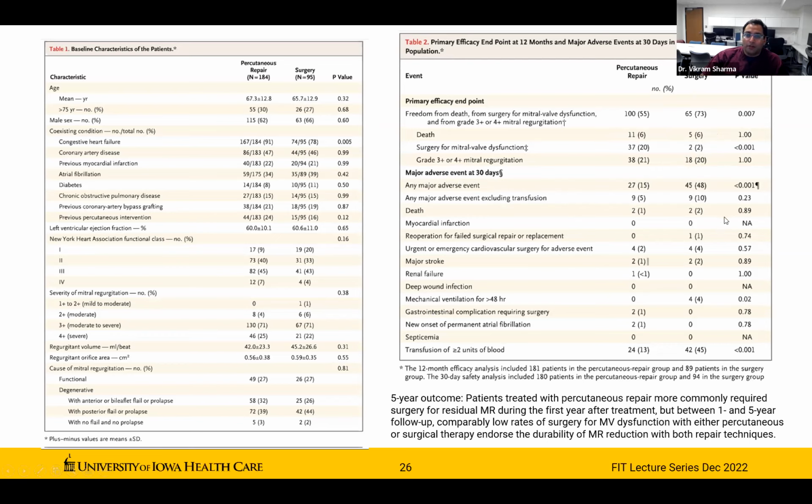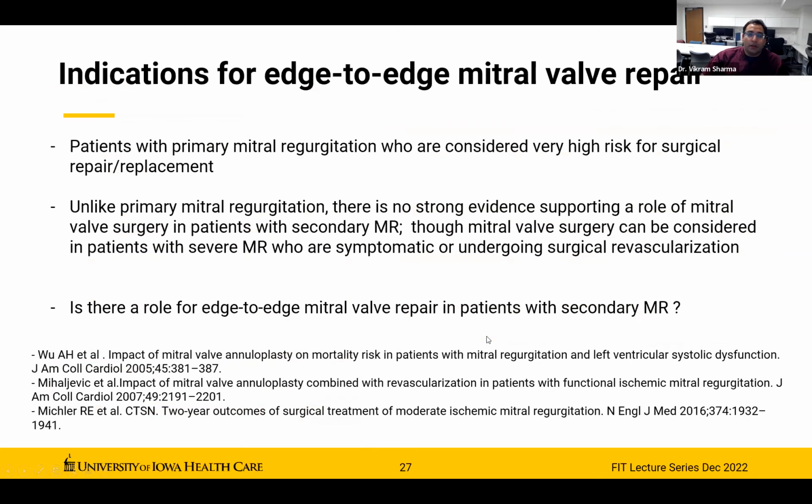And again, as you mentioned, there was no difference in death in these two groups. So really suggesting that patients with primary mitral regurgitation who are considered high risk for surgical repair or replacement could be managed with edge-to-edge mitral valve repair.